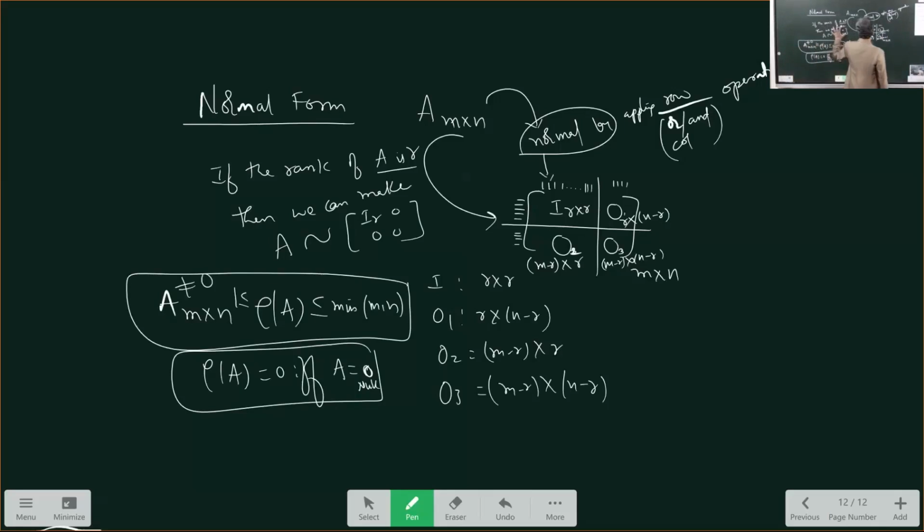Based upon that rank, I can construct this normal form. One way is that I can apply the operations, so A is similar to [I_r 0; 0 0]. In between I am going to apply operation 1, operation 2, operation 3, like that. These operations can be either a row or a column. Preferably I'll apply the row operations until I can proceed, then after that I'll apply the column operations. But few people will be doing this.